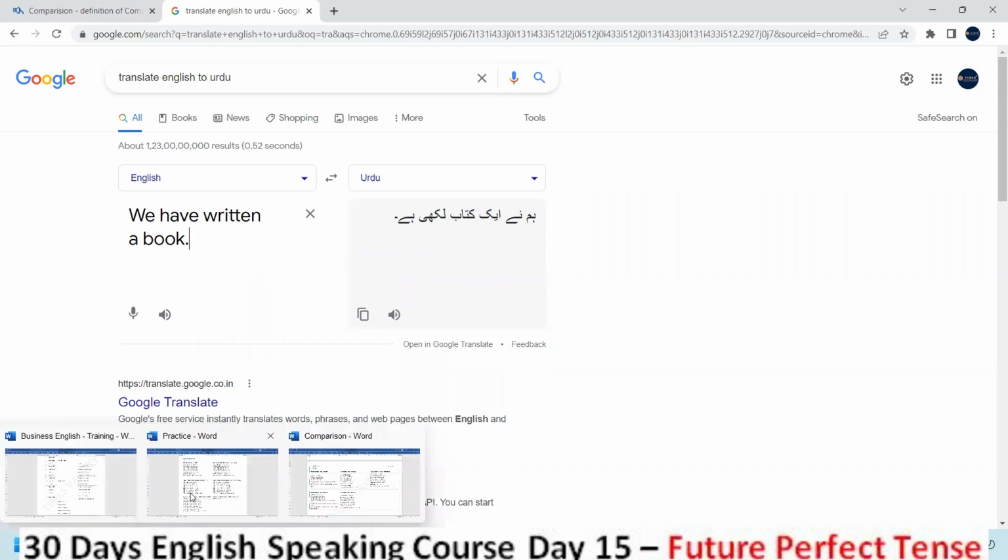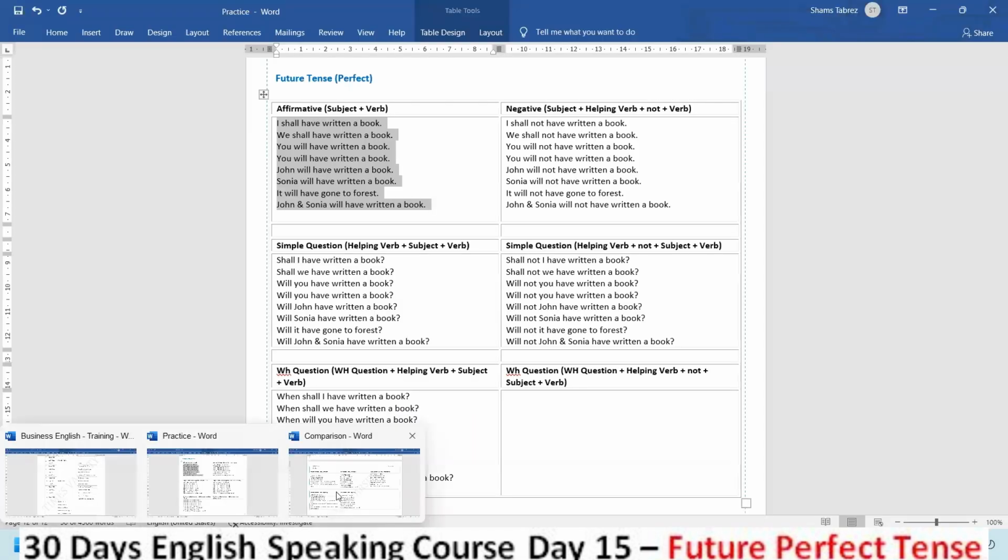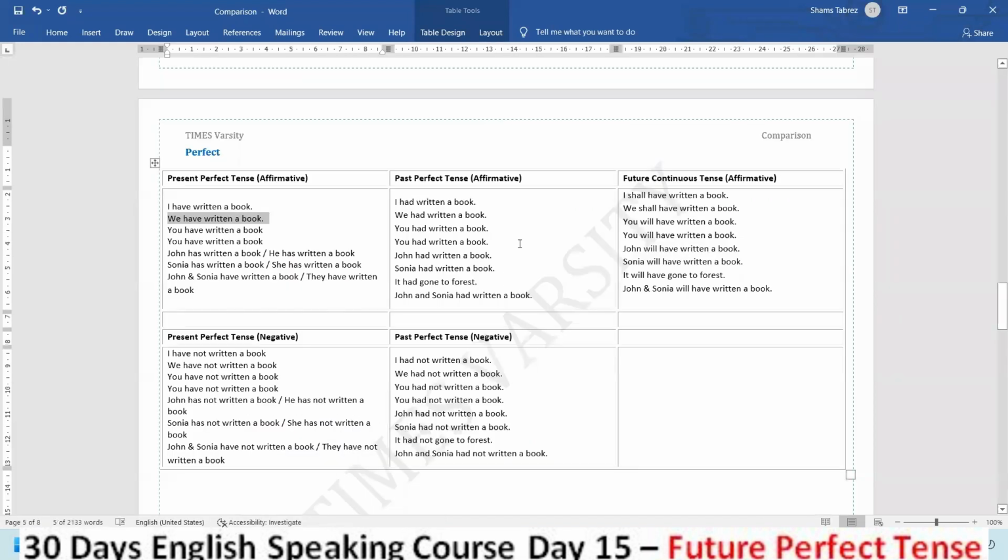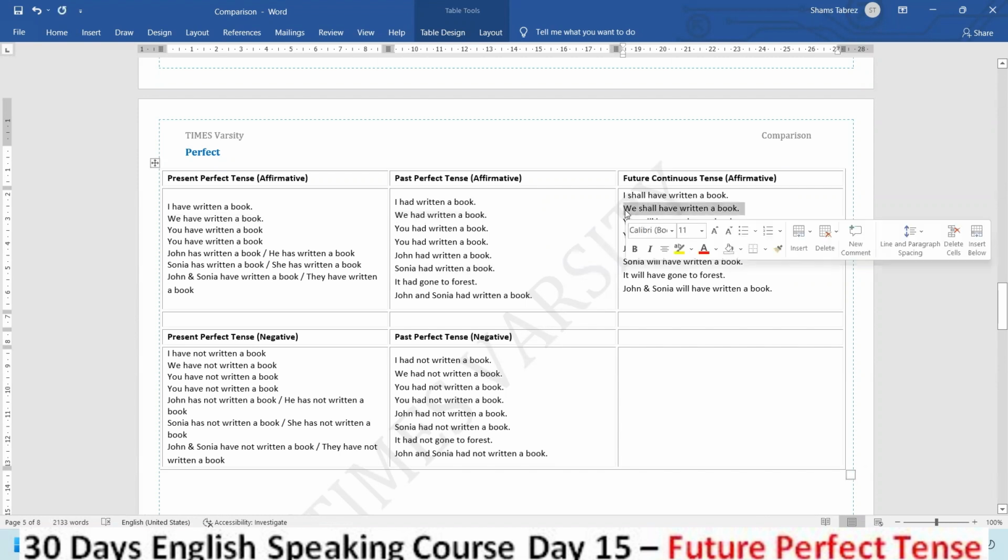Yes, in past tense please. We had written a book. हमने एक बुक लिखी थी. लिख चुके होंगे. We shall have written a book. हम एक बुक लिख चुके होंगे. Yes, okay.